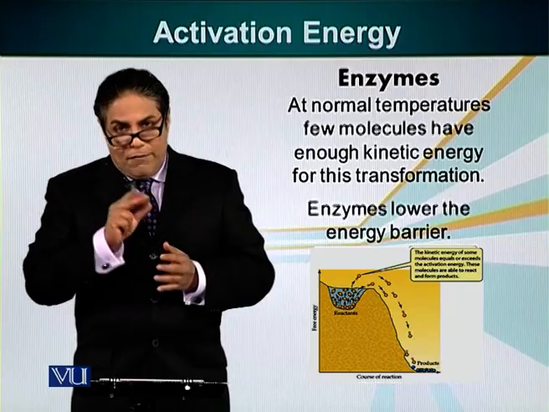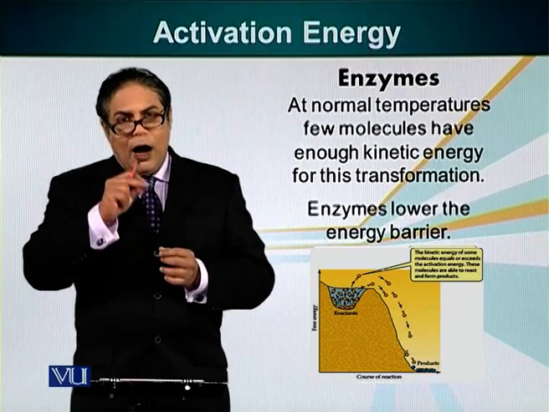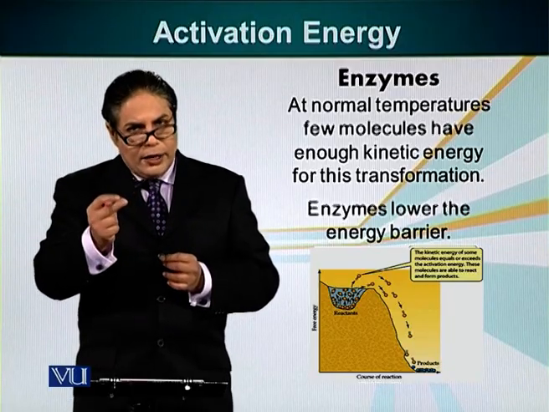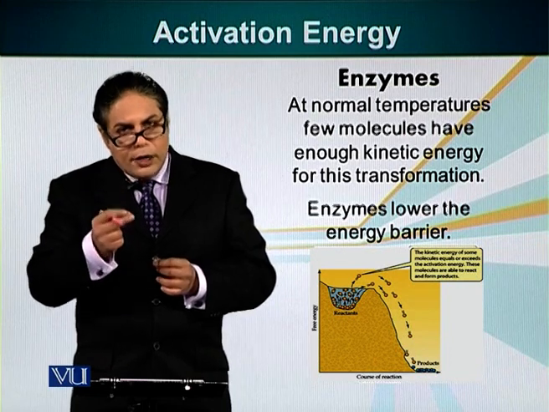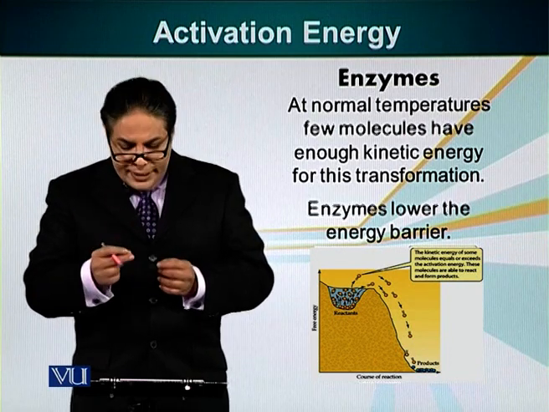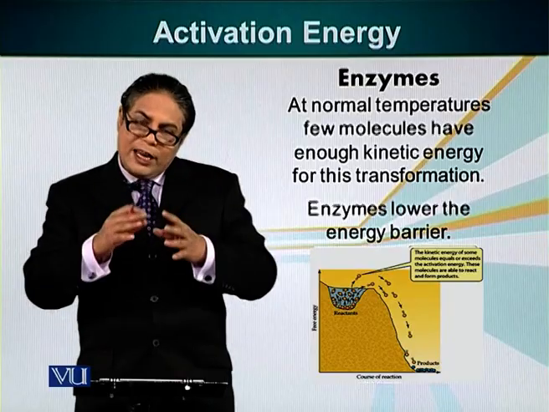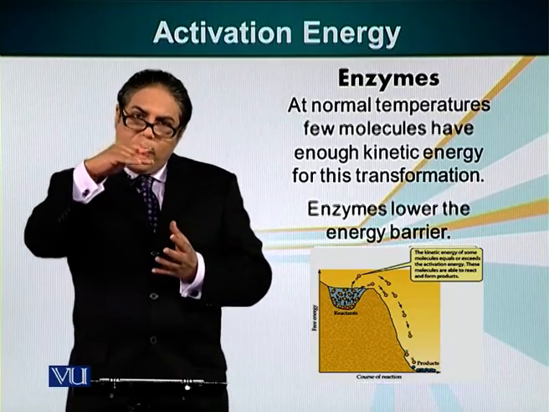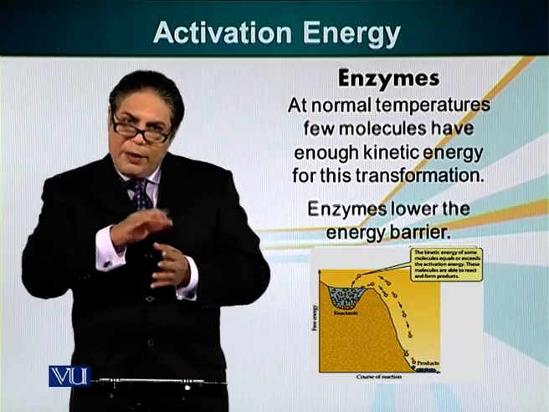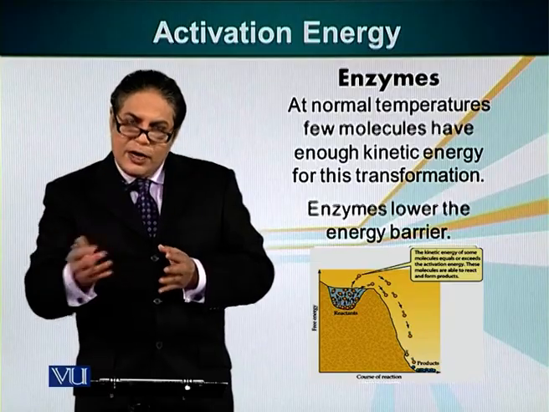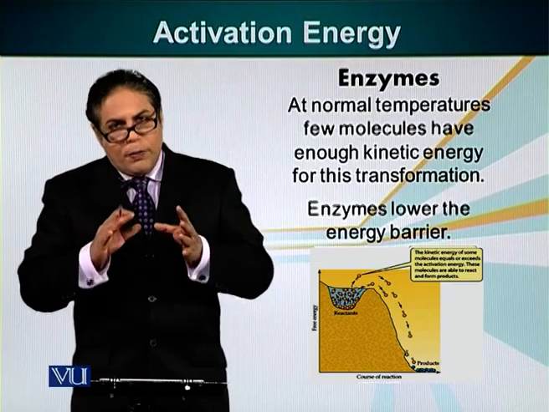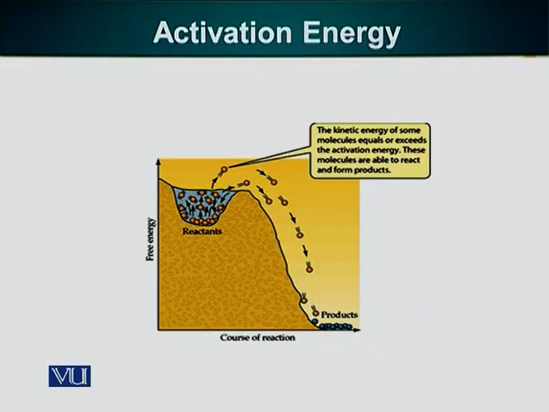However, this is an average. Certain molecules will have higher kinetic energy. Other molecules will have lower kinetic energy. The molecules that have a higher kinetic energy can overcome that activation energy barrier and can get converted into products. So the process is very, very slow, as we looked at in the example of degradation of polyarginine.